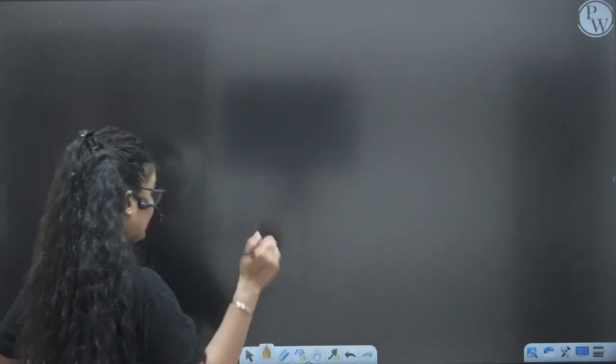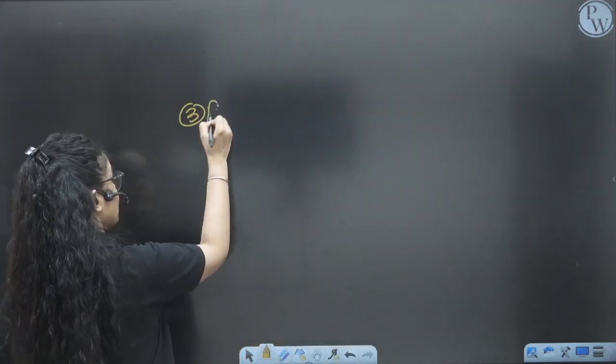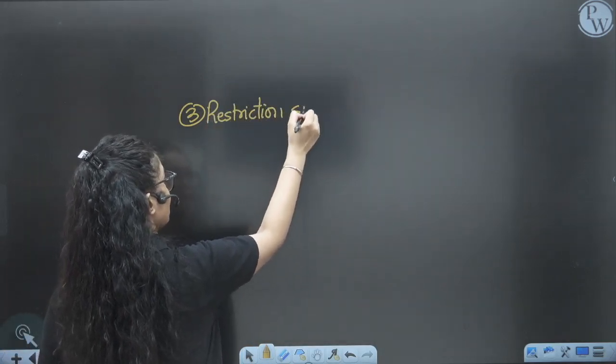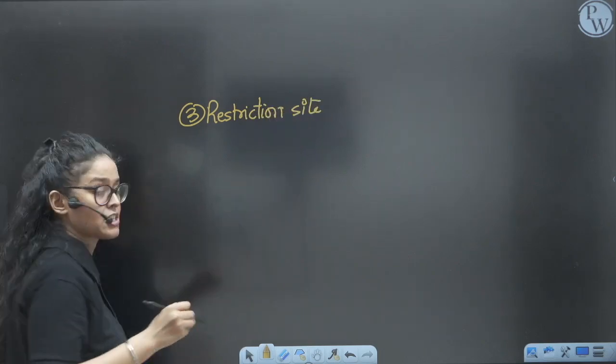The third characteristic is the restriction site. A restriction site means the site for the enzyme, where we can cut it with the enzyme to paste our DNA.